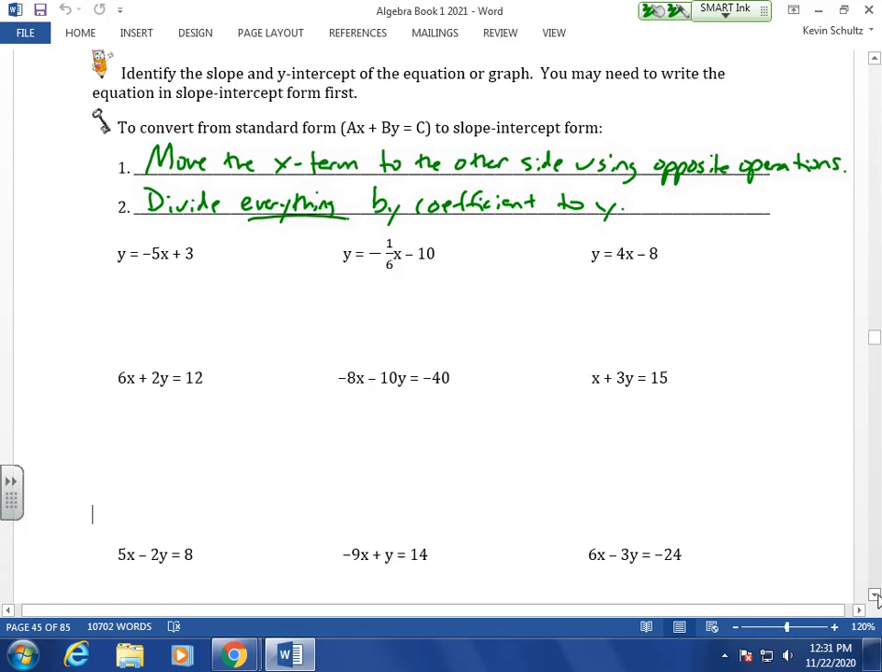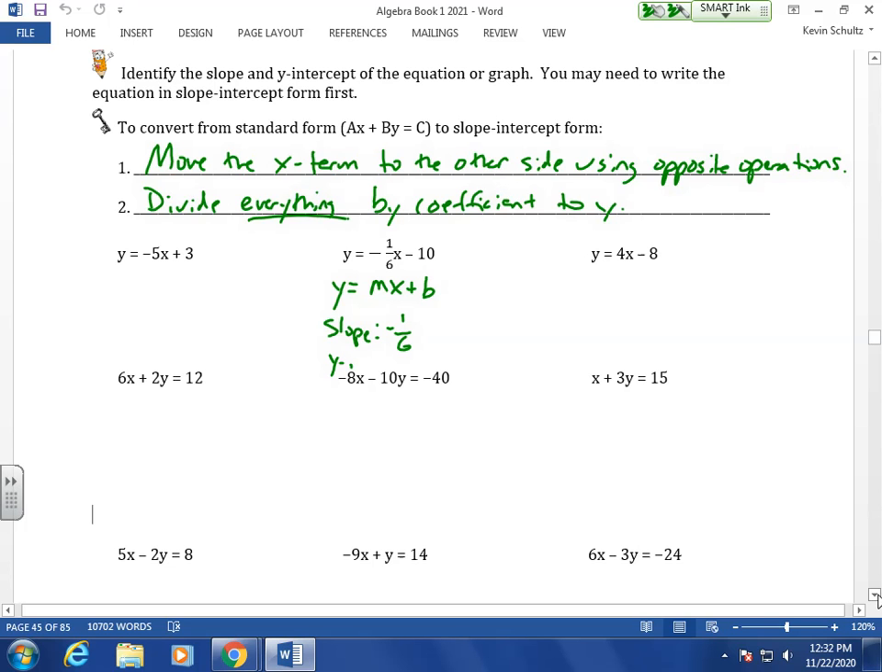So in the first row, they're already in slope-intercept form for you. Just like we did on Friday, you look at that equation and think of it as y equals mx plus b. We'll do the second one here. Well, what's your value for m? What's the coefficient to x? That's going to be your slope. So the slope, that m, is negative 1/6.